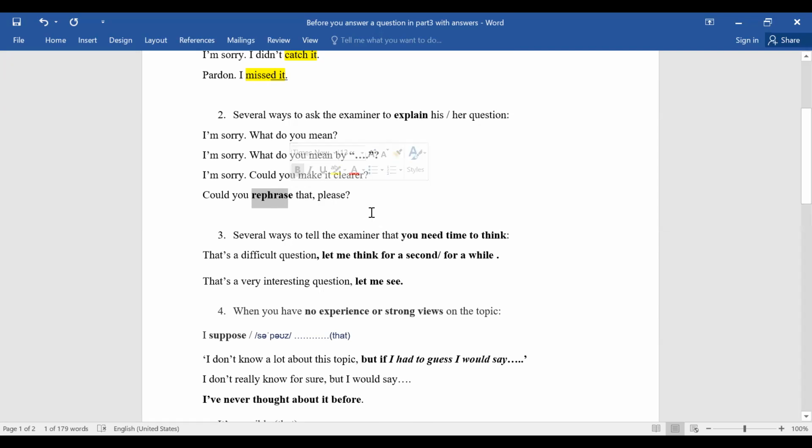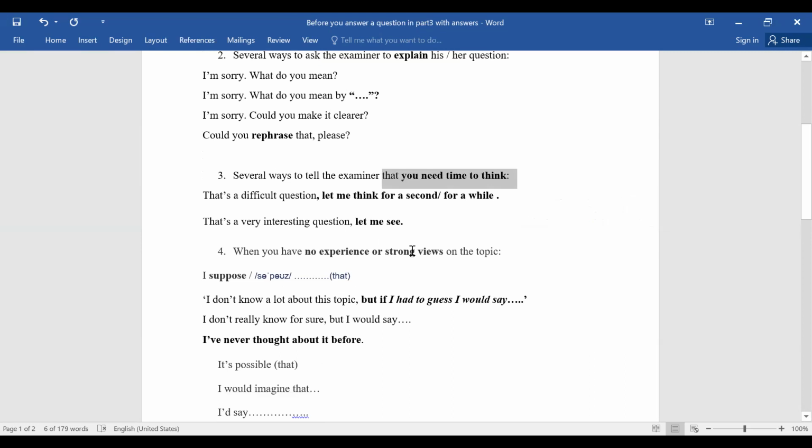Thank you. And if you need time to think, please tell the examiner. Don't stop talking out of the blue. Just tell him. You can say, "Oh, let me think for a second," or "let me think for a while," or "let me see." And then if you are silent for about 2 or 3 seconds, the examiner will understand, because you already told him that you need time to think. Don't suddenly stop talking, okay?